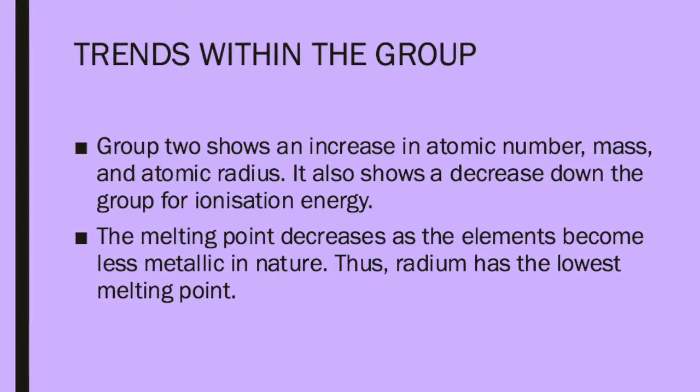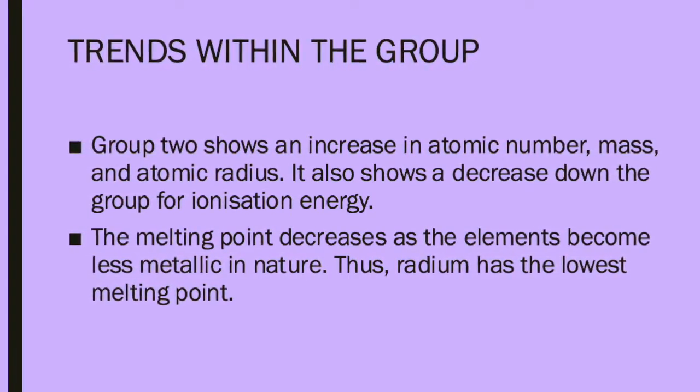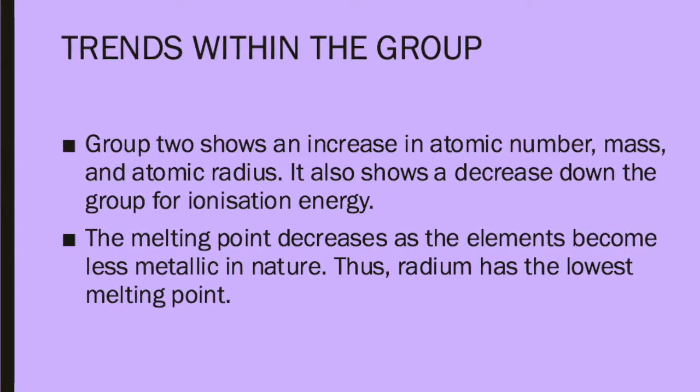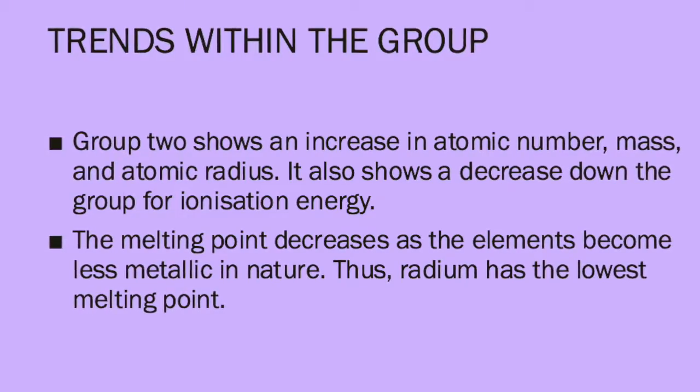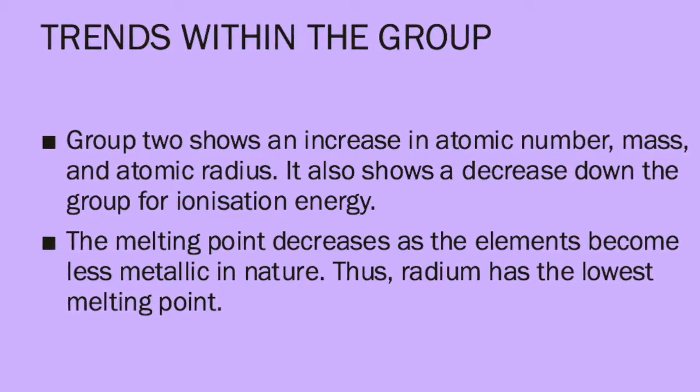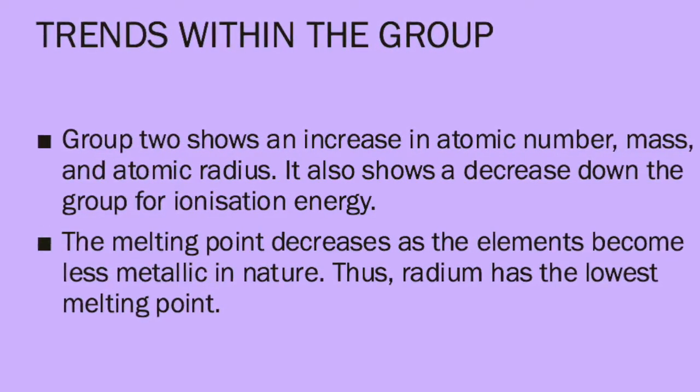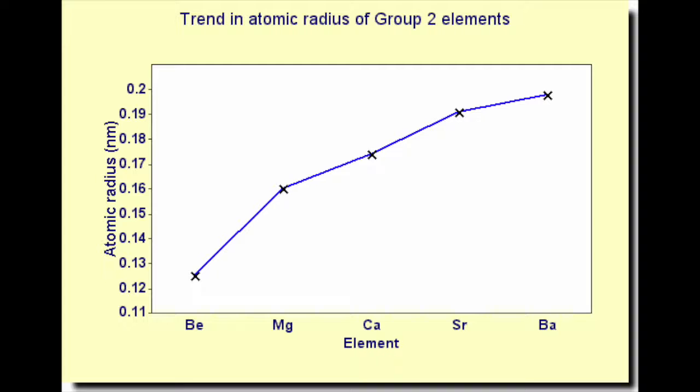It also shows a decrease down the group for ionization energy. These are common periodic trends that are consistent across the whole periodic table. Going down the group, it is notable that the melting point decreases as the elements become less metallic in nature. Thus, radium has the lowest melting point.